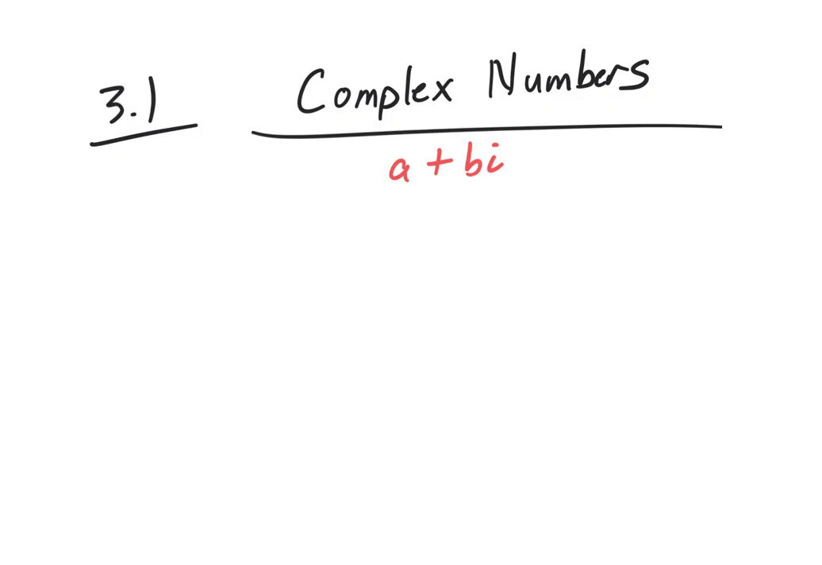Okay, so what is a complex number? A complex number is a number that is made up of a real part plus an imaginary part. And we always write it in this format, a plus bi. So an example of a complex number would be 3 plus 2i.